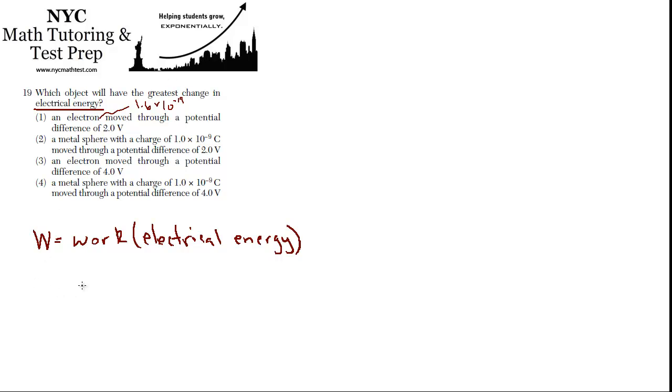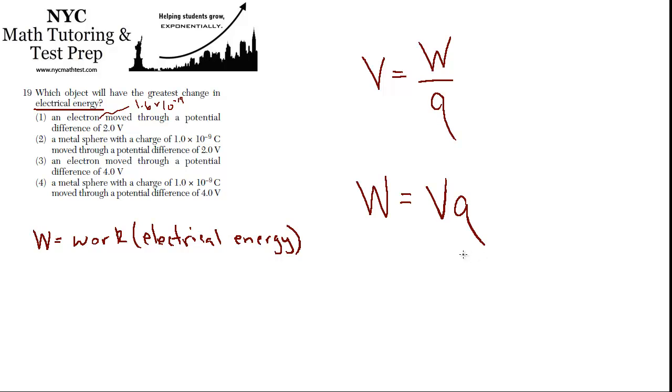Well, to figure that out, there's a formula that says V, that's the voltage or potential difference, equals W, work, which is the electrical energy, over Q, which is charge. And we can rearrange that by multiplying by Q on both sides so that we get work equals voltage times charge. And what this tells us is that if the voltage is larger and the charge is larger, then that is what's going to give us our largest work. If either of those gets smaller, that's going to make the work smaller.